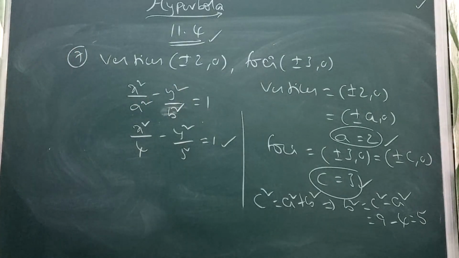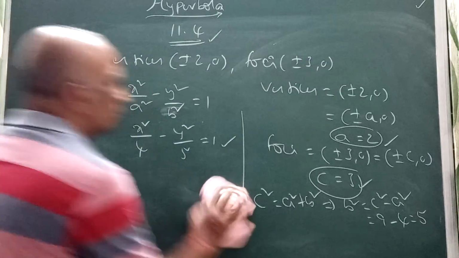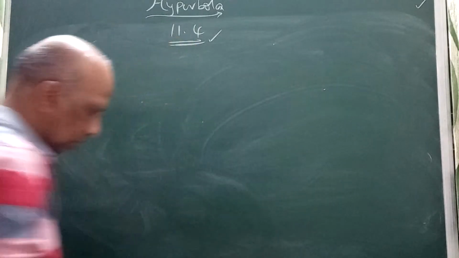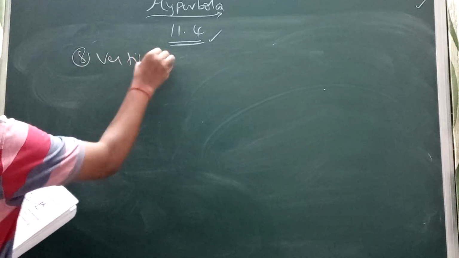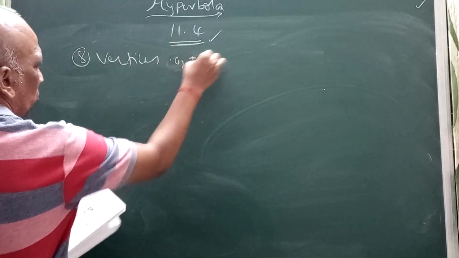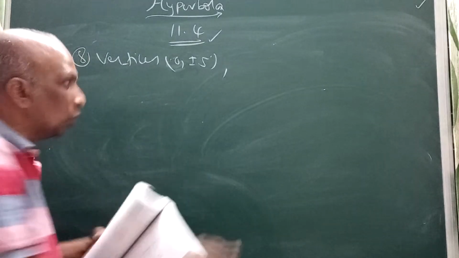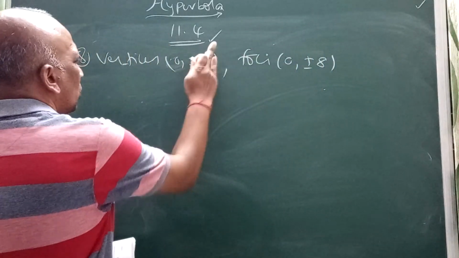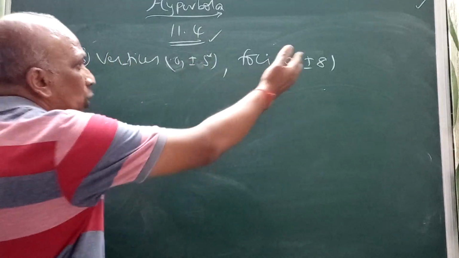Now, we will do the eighth one. Look into the eighth one now. The vertices are 0 comma plus or minus 5 and the foci are 0 comma plus or minus 8. They are given like this, right? Here we can decide: the points are 0 comma plus or minus 5 and 0 comma plus or minus 8.